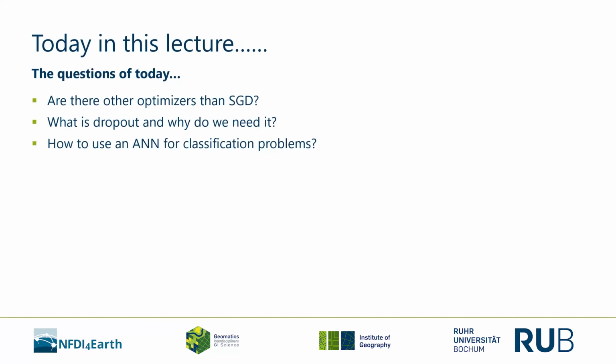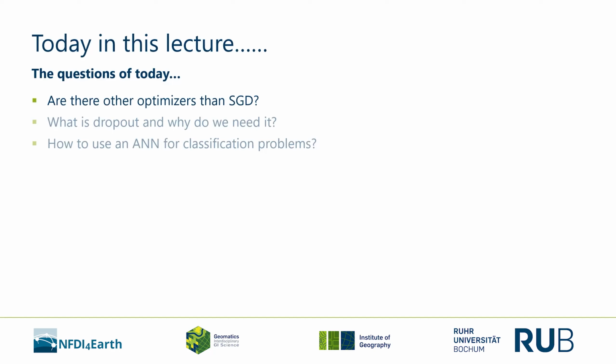In this chapter, we will see if there are other or better optimizers than stochastic gradient descent. We will deal with dropout layers and see what they are good for, and program several ANNs that will focus on classification problems this time. So let's start with the first question.